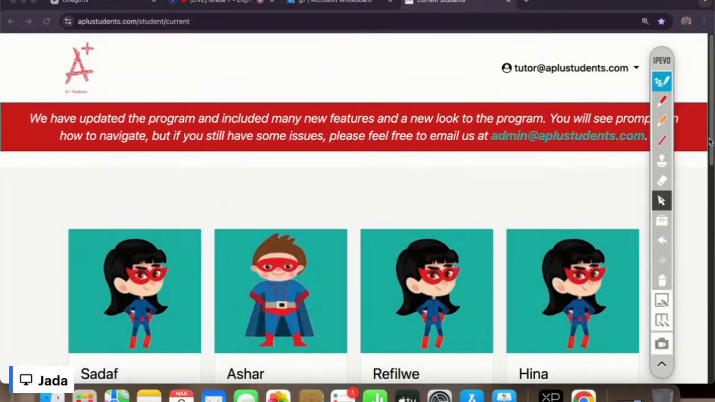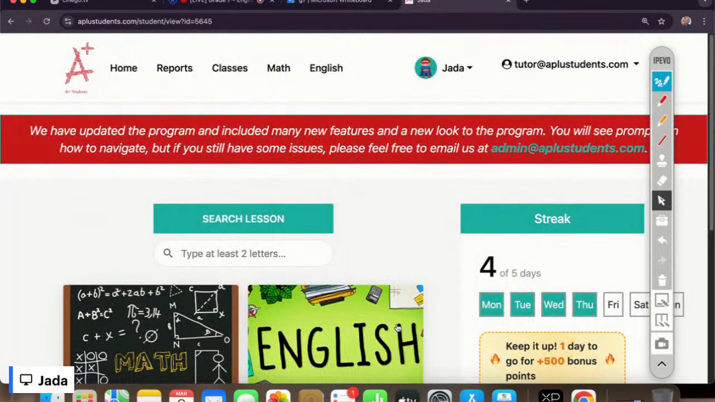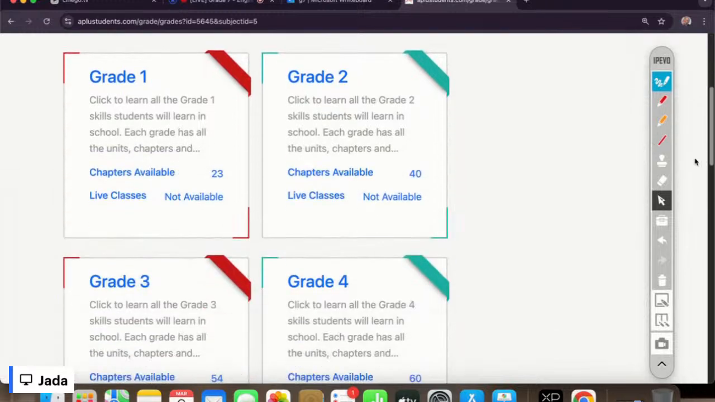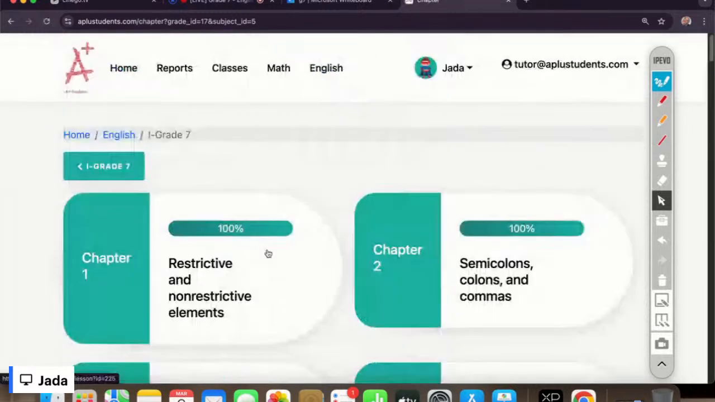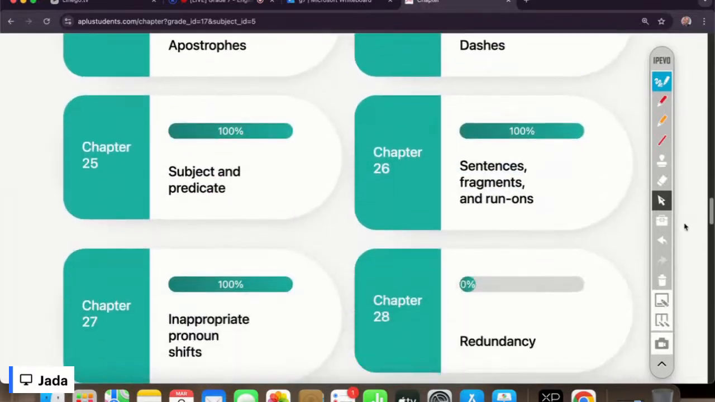After clicking on the A Plus student, you move over here and you click on your name. Okay, then you go to English, which is also language arts, and then grade 7. Under grade 7, we scroll down until we find usage errors.